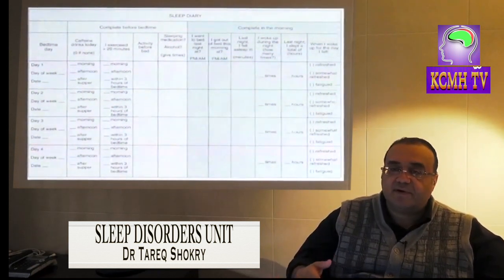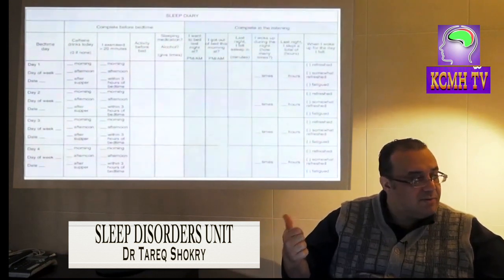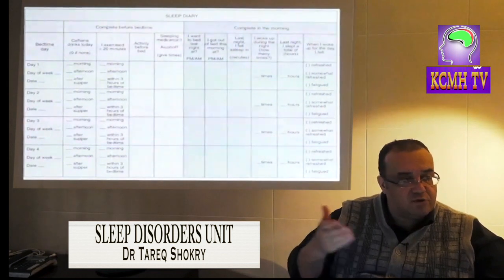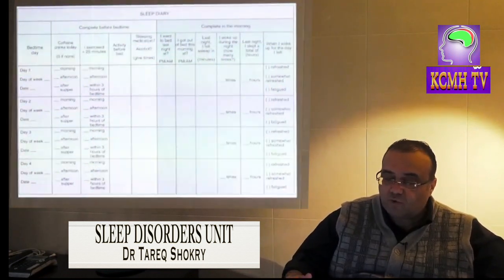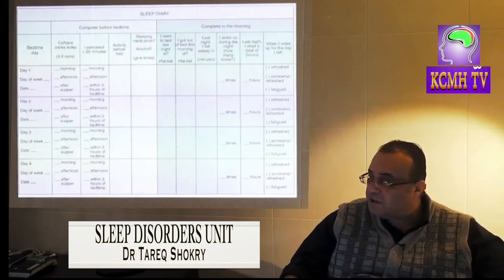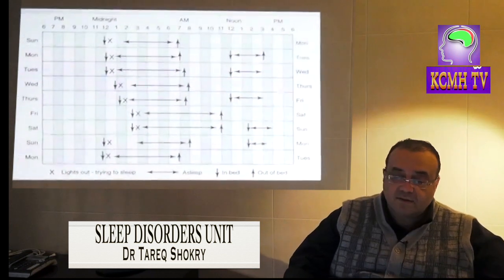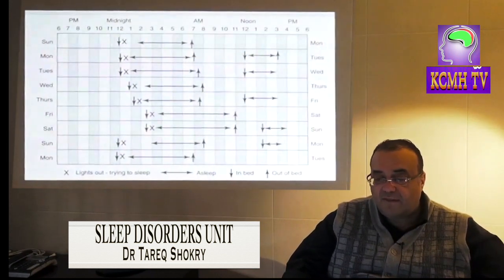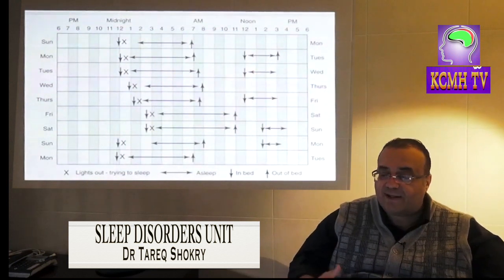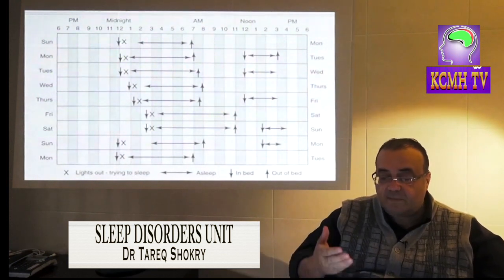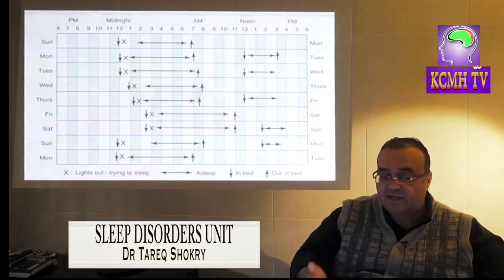Simply to discover, in addition to the questionnaire, where we talk about dysfunctional beliefs and attitudes, it's very important to know the sleep pattern and the poor sleep hygiene that needs to be improved or corrected. This is also, I think, a summary of the sleep diary in a practical way, to see the sleep pattern over about 8 days or 9 days.